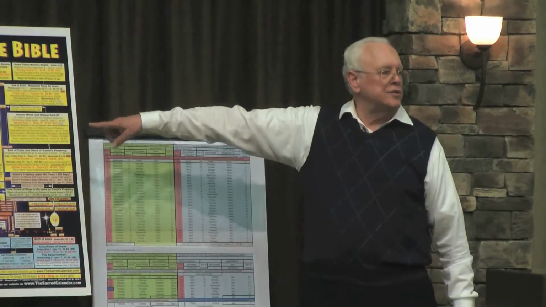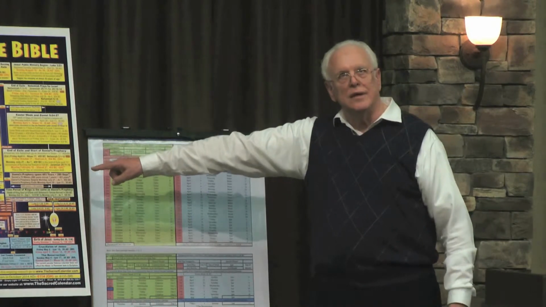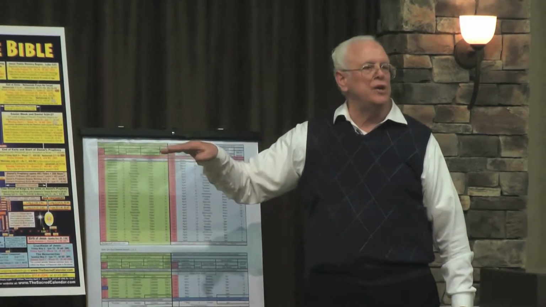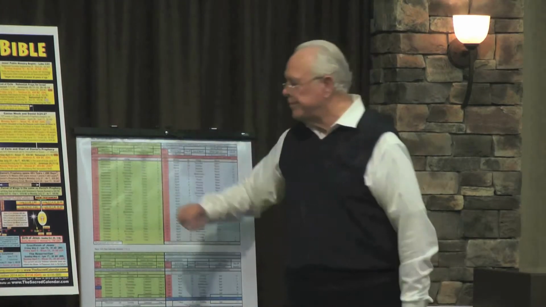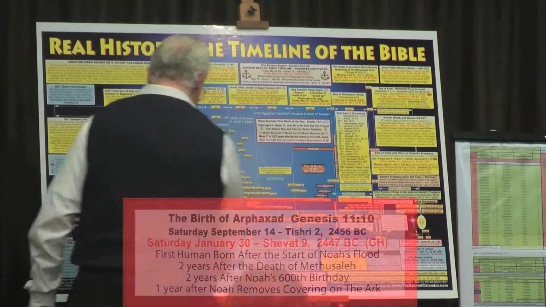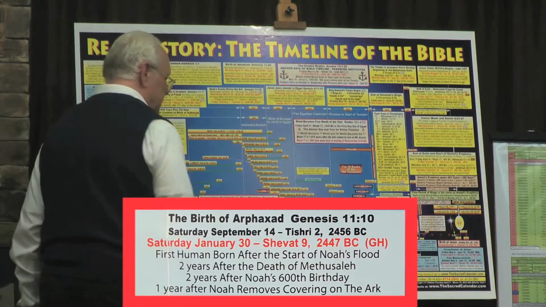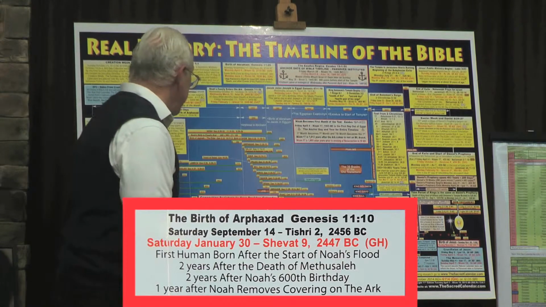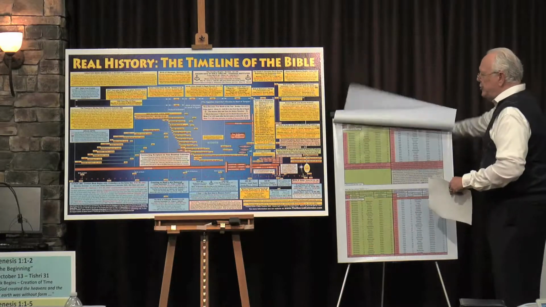The next year, in other words, the year after, when Arphaxad is born, that's 1658 years. If I divide that by 5, I get 331.6. That means it's day number 332. And you'll see, I think I have it over here, the birth of Arphaxad. Now it's Saturday, September 14th. It's Tishri 2, and it's the year 2456 on the calendar. So as we go through, we see the calendar.